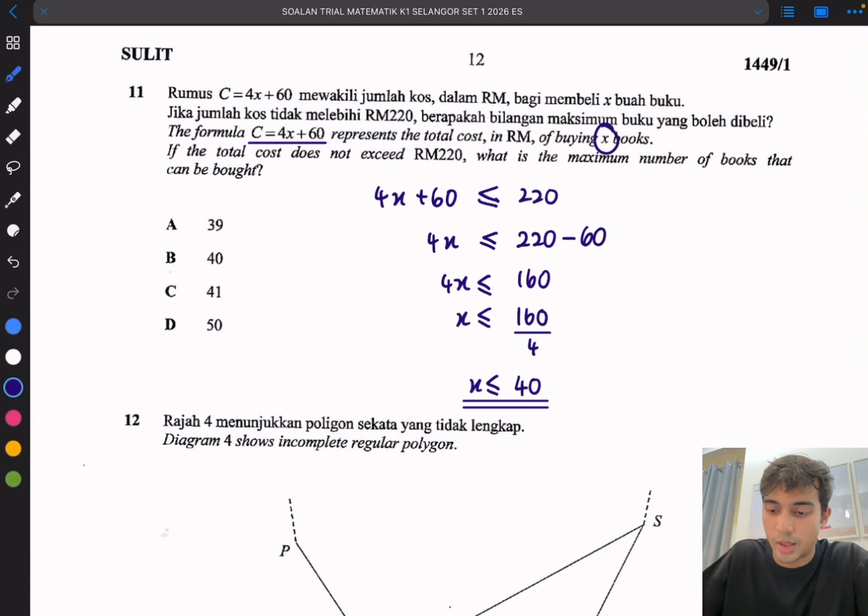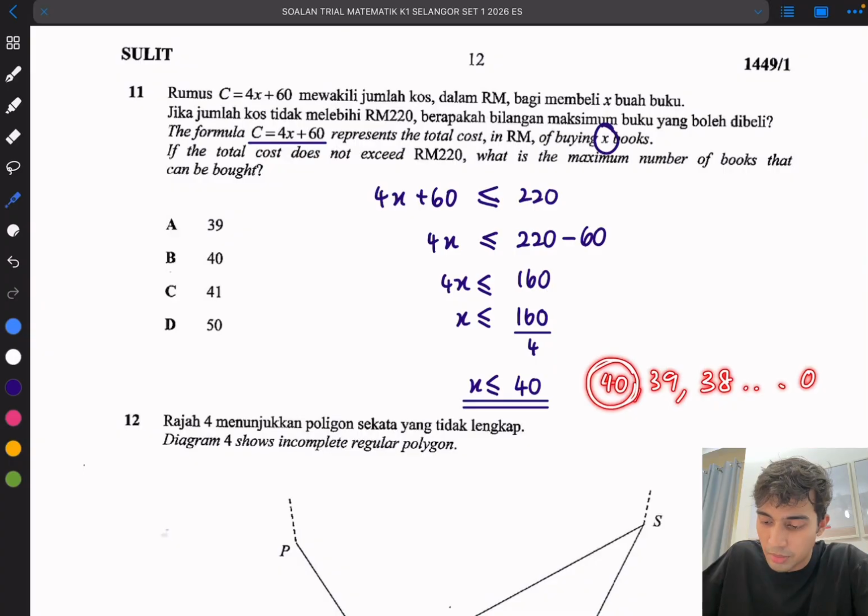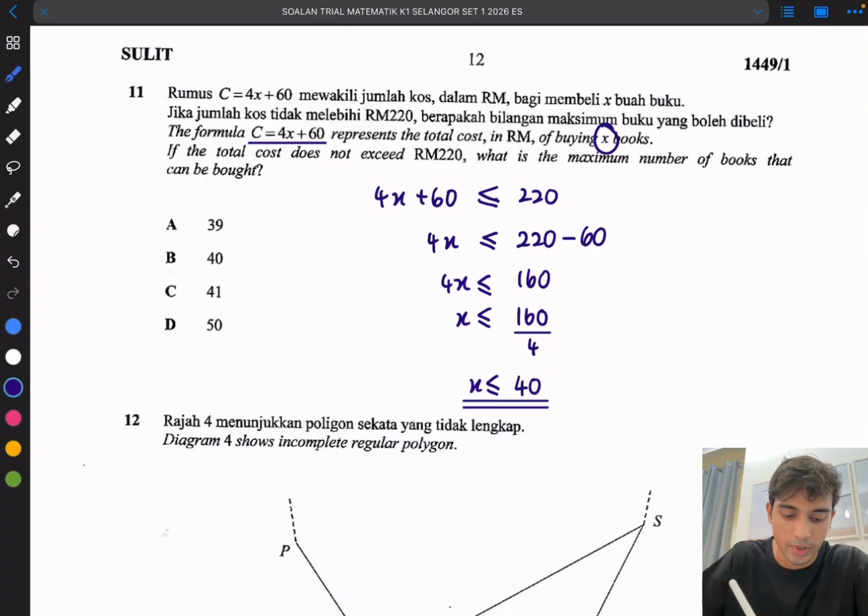So X is the number of books that she's buying. They are asking what is the maximum number of books that she can buy. So it can be 40 or lesser, which means she can buy 40 books, she can buy 39, 38, 0 and so on. So the maximum is 40, the biggest value. So the answer is B, maximum.